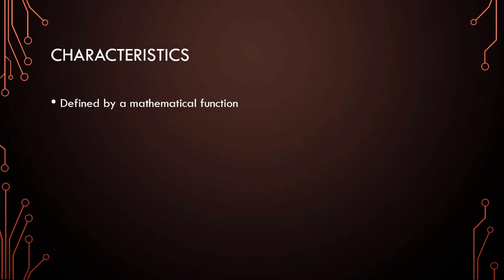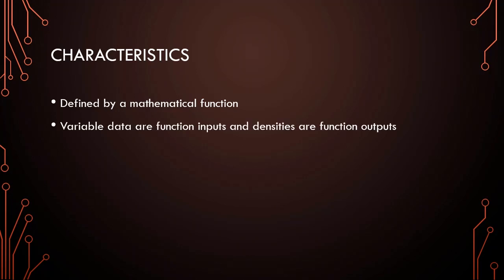Mathematical models are defined by a mathematical function. The data obtained from measuring a variable are the inputs to this function. The function output is the density of the modeled observations of those scores.